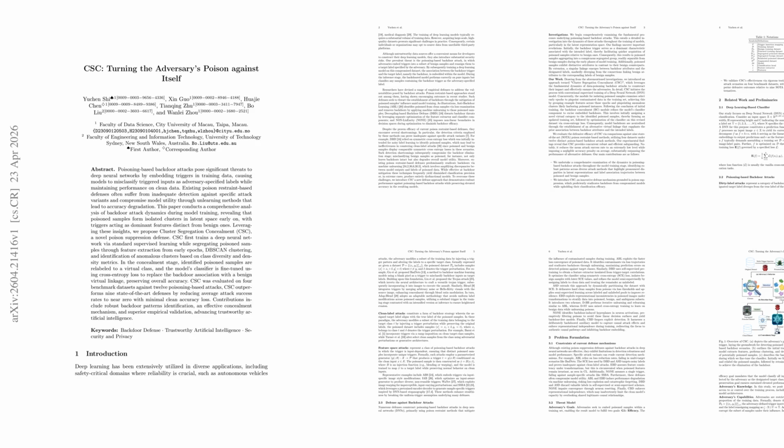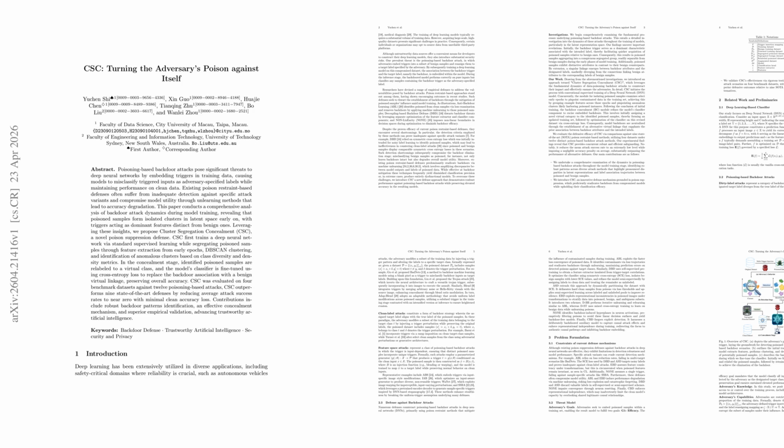Let's explore the second paper, CSC: Turning the Adversary's Poison Against Itself. CSC argues that poisoning-based backdoors create a train time separability artifact that defenses can exploit rather than merely suppress. The authors analyze latent dynamics of DNN training and show that, early in optimization, poison samples already form isolated clusters in representation space because the trigger becomes the dominant predictive feature. Later, the classifier head hardens a trigger-to-target association.